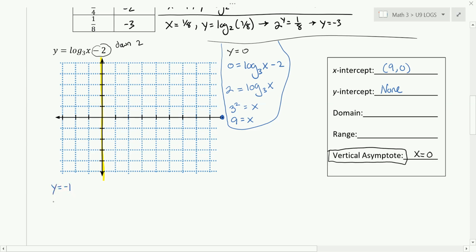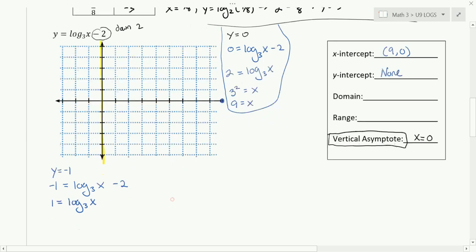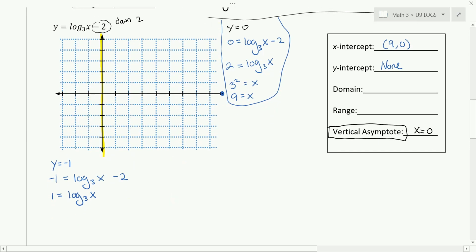And solve for x. Again, when you solve, you want to get that logarithm by itself, so we're adding 2 to both sides. And when the logarithm's isolated, you want to change it to exponential form. So 3 to the power of 1 is equal to x. So we found out when x is 3, y is negative 1. And we have another point.